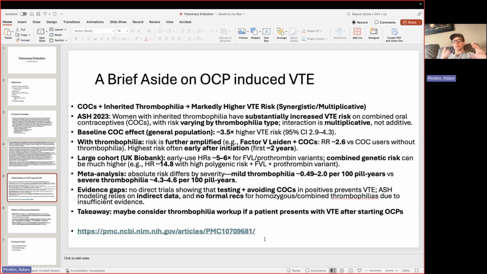The underlying thrombophilia may be sitting dormant, if you will, to conceptualize it. And then when I give the patient this new estrogen-based compound, it kicks things off. And so you can see I outlined a lot of the data. Knowing these numbers isn't super important. What is important, my takeaway, is maybe consider a thrombophilia workup if a patient presents with VTE after starting some sort of estrogen-based contraceptive. Because the estrogen-based contraceptive plus the thrombophilia is going to kick them over the edge into this thrombotic state.